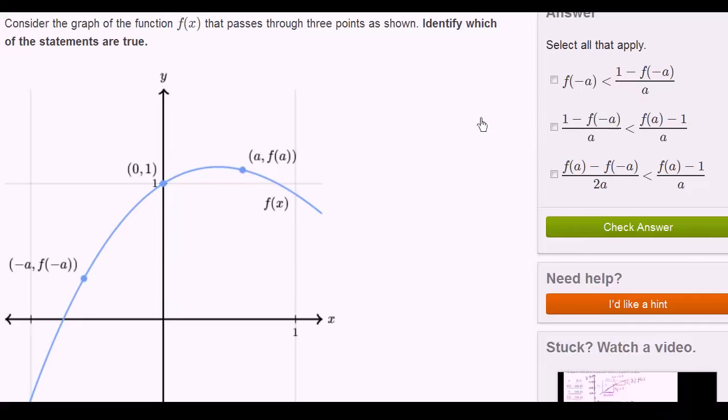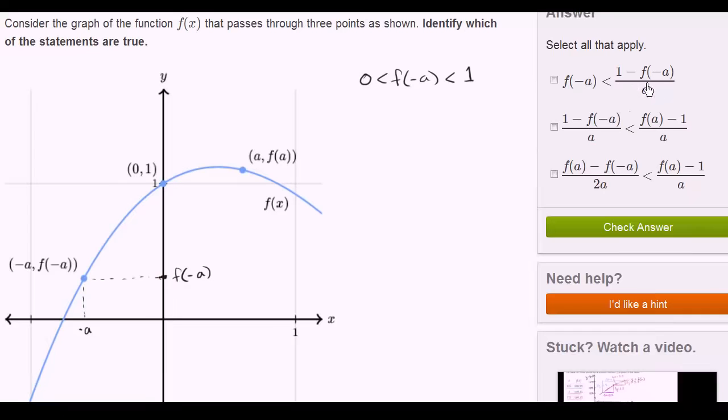So f of negative a, where do we see that here? Well, this is f of negative a. This is the point x equals negative a. So this is negative a, and this is y is equal to f of negative a. So this is f of negative a right over here. And what we know about f of negative a, based on looking at this graph, is that f of negative a is between 0 and 1. So we could write that 0 is less than f of negative a, which is less than 1. So that's all I can deduce about f of negative a right from the get-go.